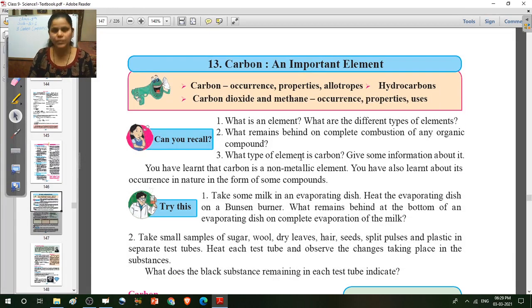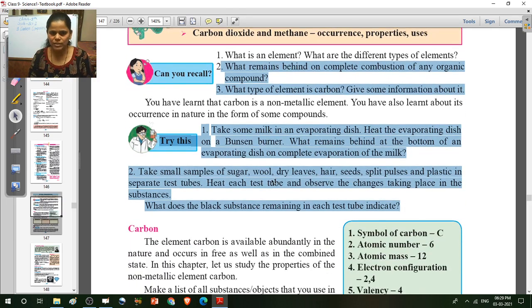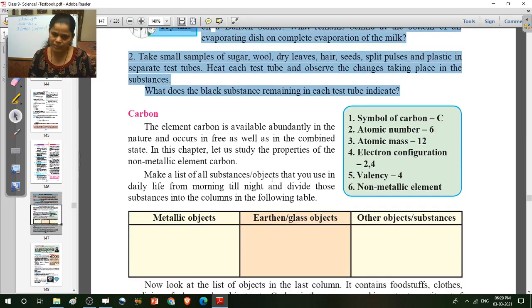And today we will start our new topic, chapter number 13, Carbon, an important element. So, dear students, can you recall and try this? This portion is reduced from our syllabus for this year. So let's start from this heading.